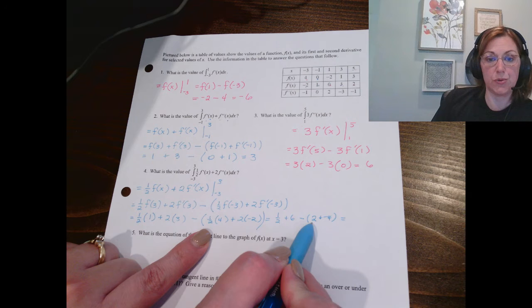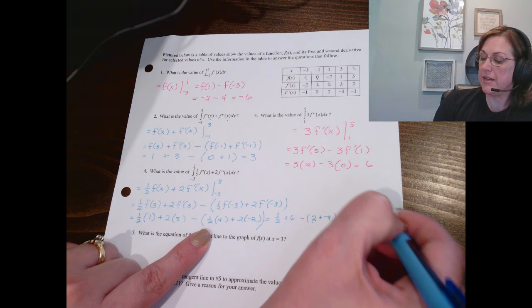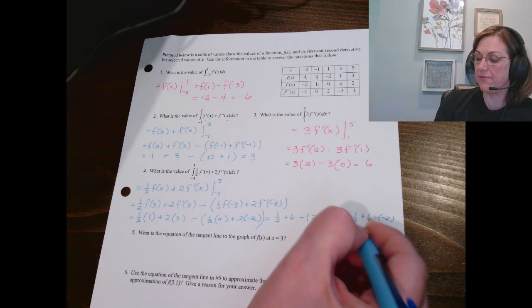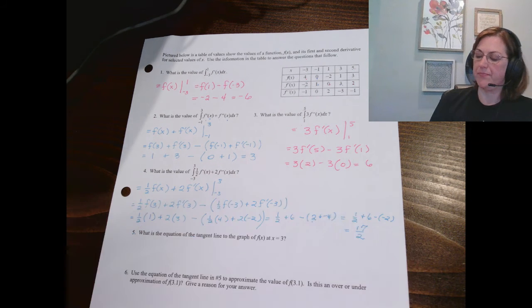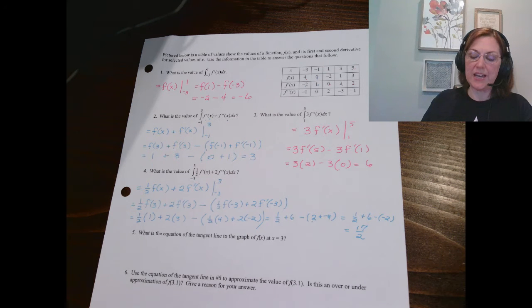So this is negative 2. So I've got a half plus 6 minus negative 2. So that's plus 2. So that gives me 8. 8 plus a half, 17 halves there. Okay, 2 more to go. So let's look at number 5.